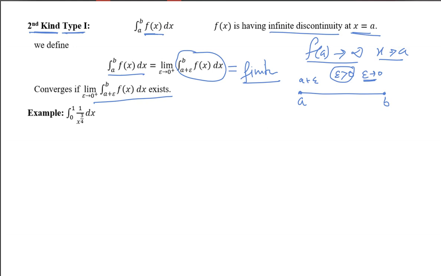So what you need to do: at this point a we have an infinite discontinuity, so we take a plus epsilon, some point inside. We will see in the next type 2, if there is an infinite discontinuity at b, in that case it will be b minus epsilon. We will discuss this. So a plus epsilon. Now take this example, the integral from 0 to 1 of 1 by x to the power 3 by 4 dx.